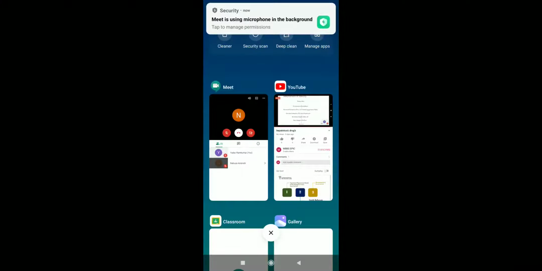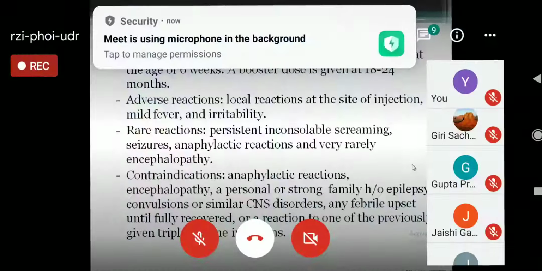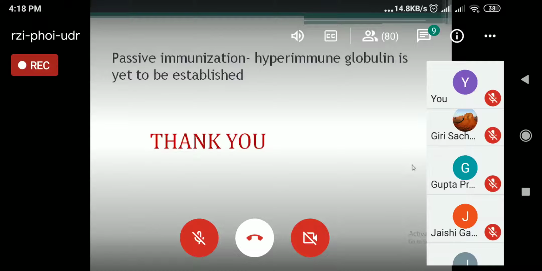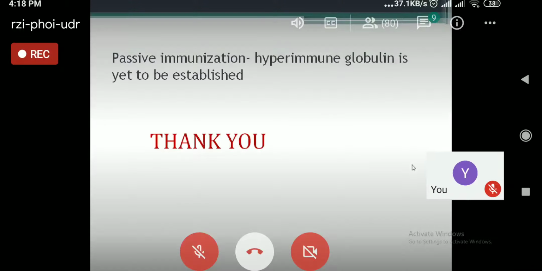So passive immunization, hyperimmunoglobulin, is there against pertussis, but its effectiveness is not so well established. It's not proven, so we don't give it.